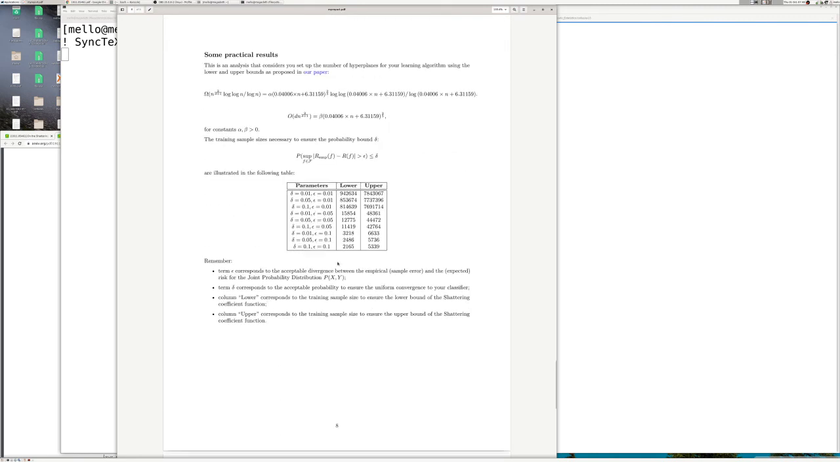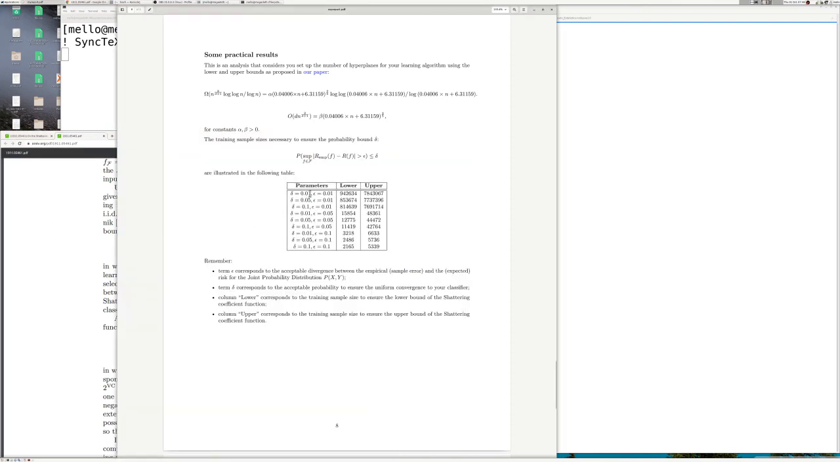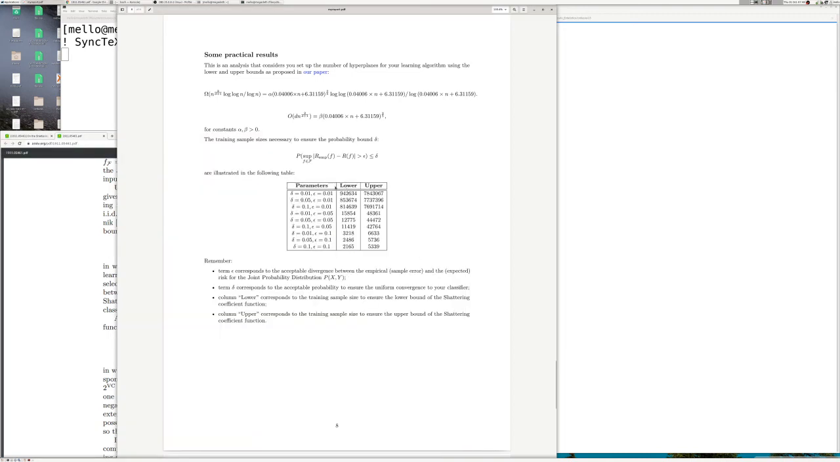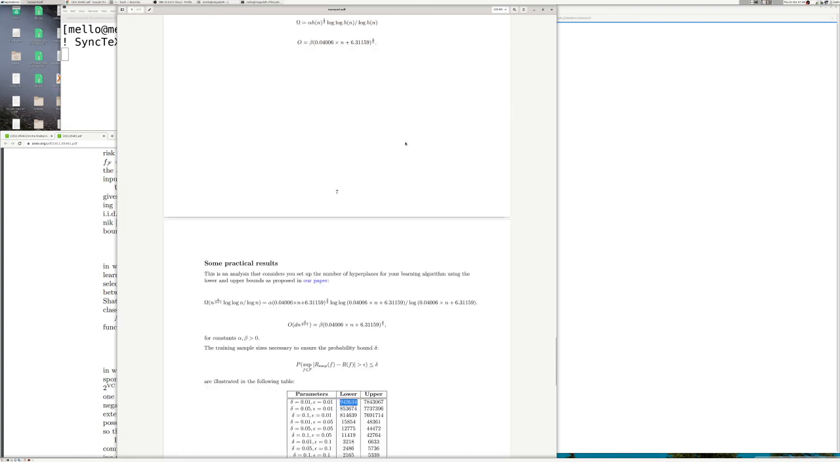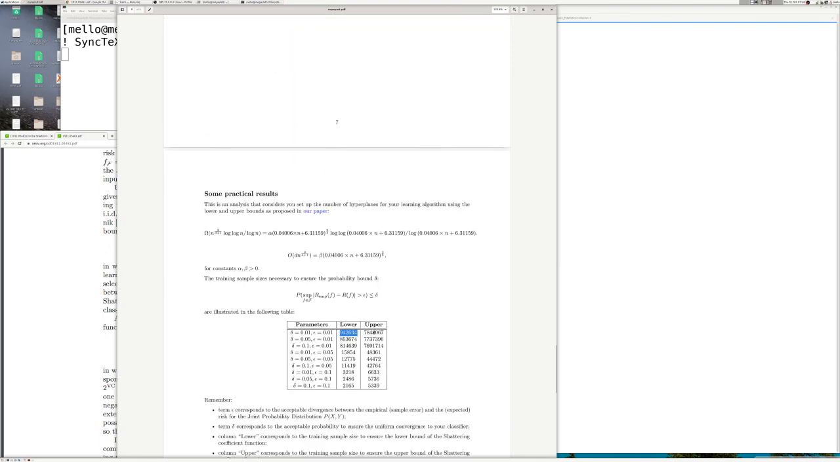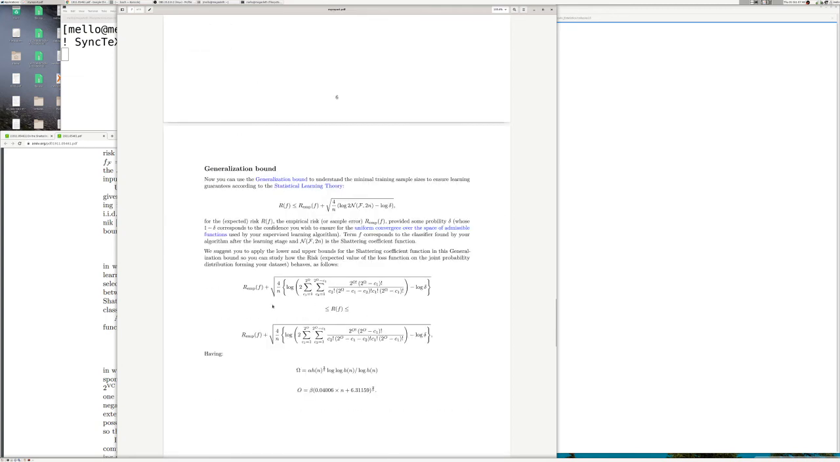And here I show some practical results. What happens if your delta, this is delta again, is equal to 1%? And epsilon is equal to 1%. This is epsilon again, okay? You need almost 1 million examples to ensure this lower bound for your expected risk. And you're going to need like 7.8 million examples for training your classifier to hold this upper bound.